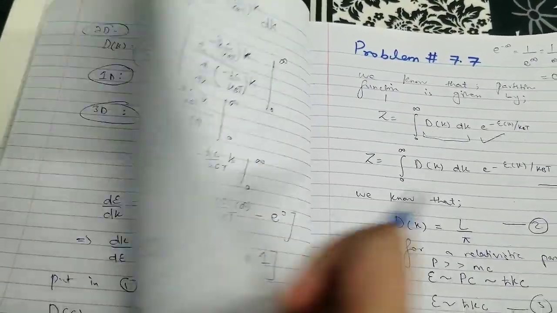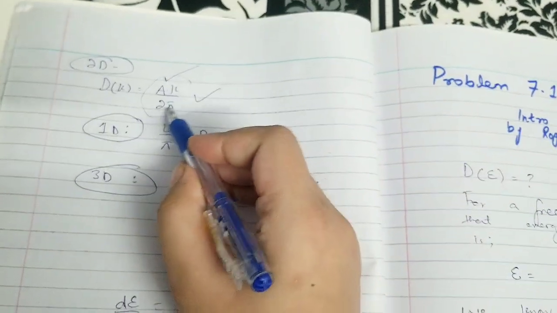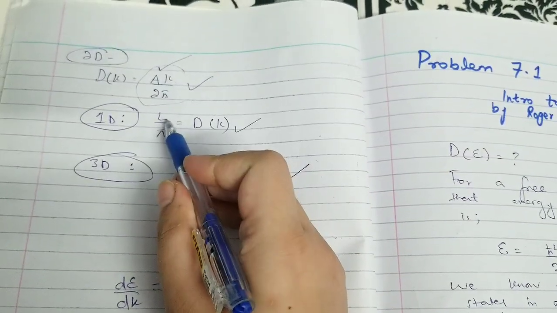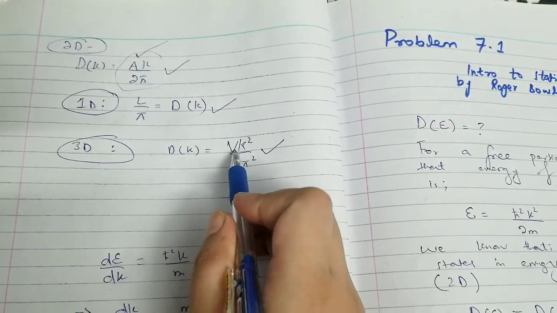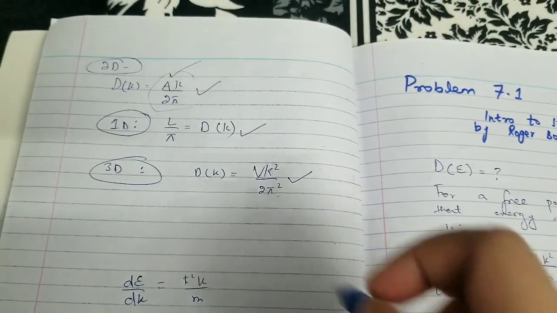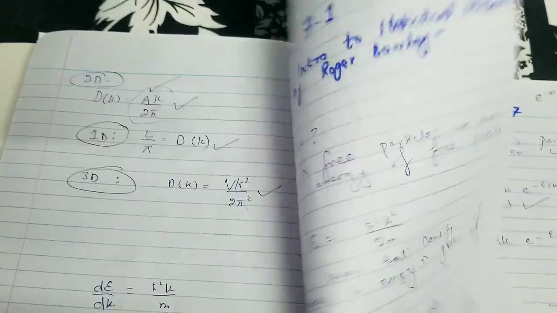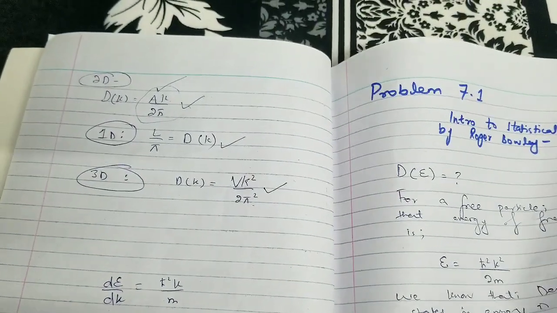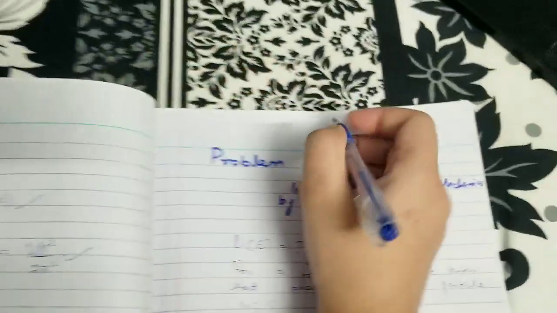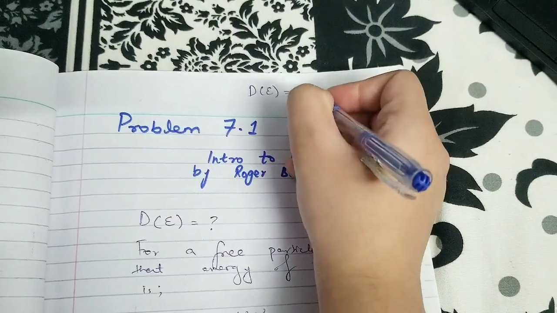In 1D, 2D and 3D, the density of states has different formulas. In 2D we have Ak by 2 pi, in 1D we have L by pi, in 3D we have Vk square by 2 pi square. If you have to put it in k space, okay, but if you need to put it in e space, then you first have to find out the density of states in e space. Sometimes it's given and sometimes it's not.